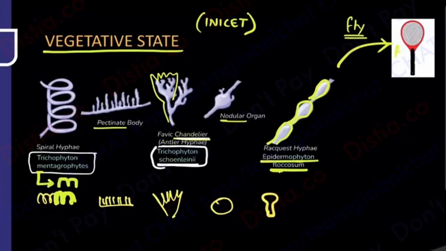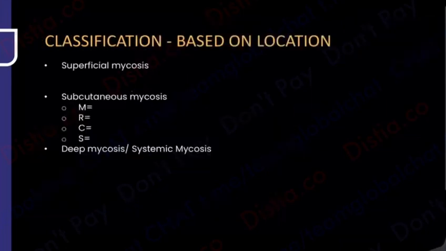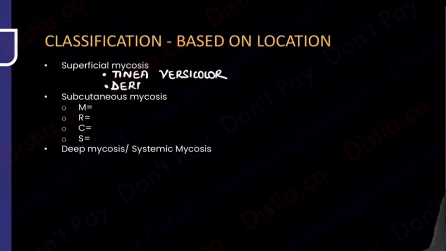Let's move on to the next classification that we have, and that is based on the location, the real one that is going to help us in clinical diagnosis. So the first one is going to be involving the superficial mycosis, the superficial layer. What is going to happen under it? There is something known as Tinea versicolor, which we'll be talking about, along with a lot of other tenias. So all the other tenias are going to come under dermatophytes. So we have Tinea versicolor and we have dermatophytes. These are going to be superficial.